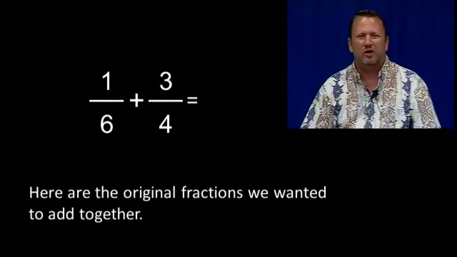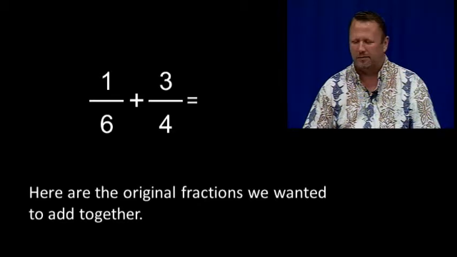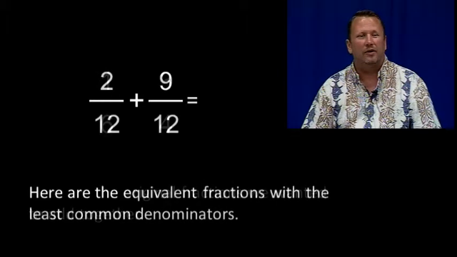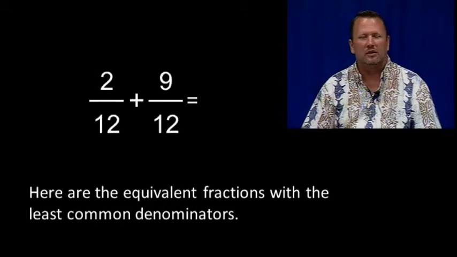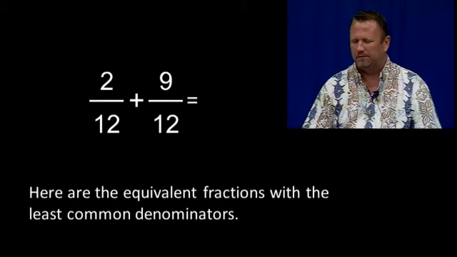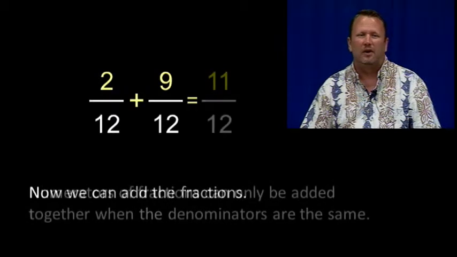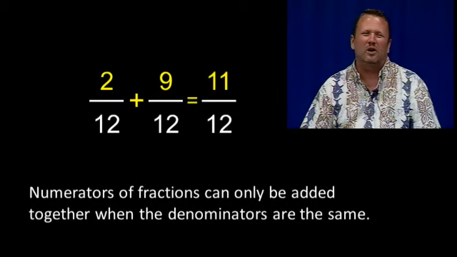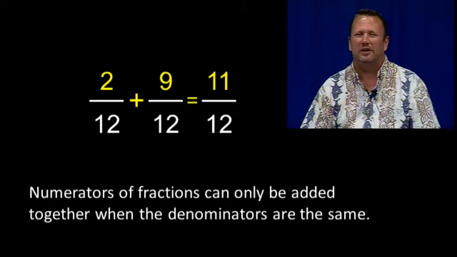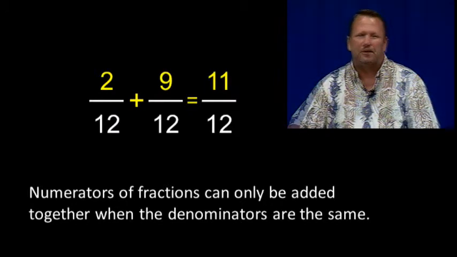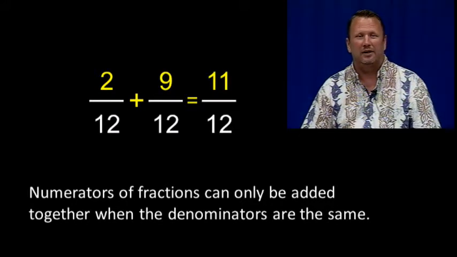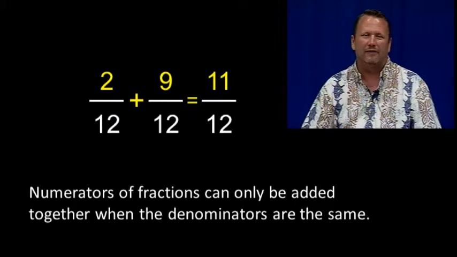Here are the original fractions we wanted to add together. And here are the equivalent fractions with the least common denominators. Now we can add the fractions together. Remember, numerators of fractions can only be added together when the denominators are the same. 2/12 plus 9/12 is equal to 11/12.